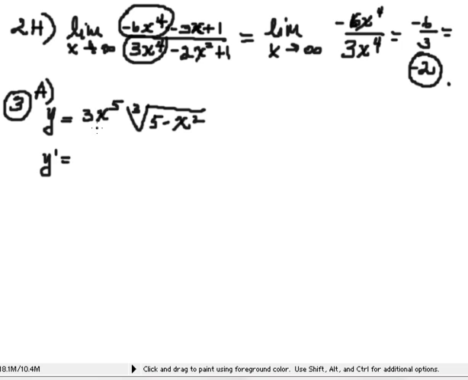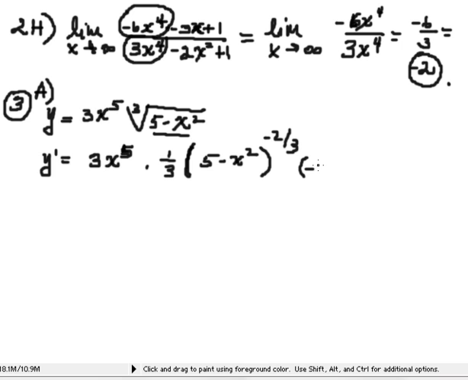So y prime is equal to the first function, that's 3x^5, times the derivative of the second. For this part, we're going to do a chain rule. The outer function is this exponent 1/3. Cube root is equivalent to exponent 1/3. So we're going to bring down the 1/3, change the exponent to 1/3 minus 3/3, which is -2/3. We'll copy over the inner function as is, then multiply by the derivative of the inner function, that's -2x. That's the chain rule, and all of this represents the derivative of the second function. Plus the derivative of 3x^5, that's 15x^4, times the second function.